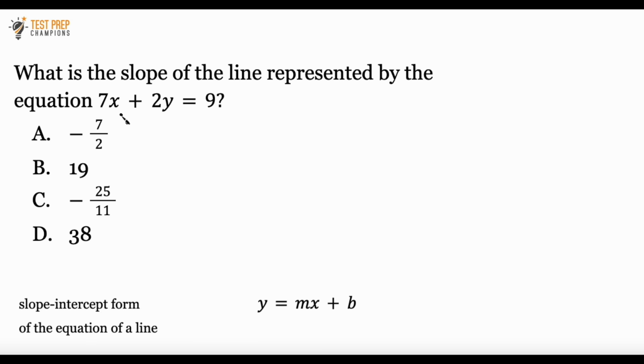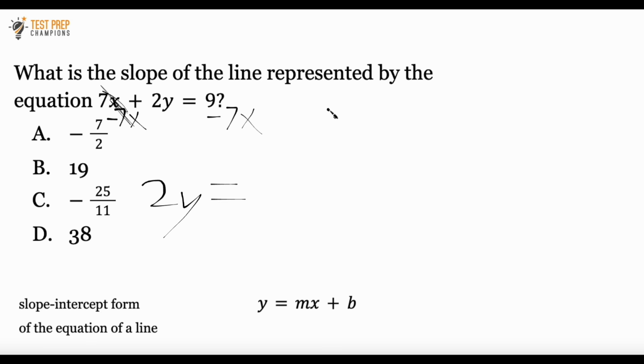So I'm going to start off by subtracting 7x on both sides. Why am I doing this? Well, 7x minus 7x cancels out, and I'll have just 2y by itself on the left-hand side of the equation. But whatever I do to one side, I also have to do to the other. So I'm going to subtract 7x over here as well.